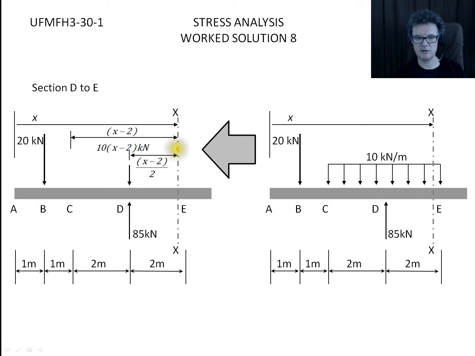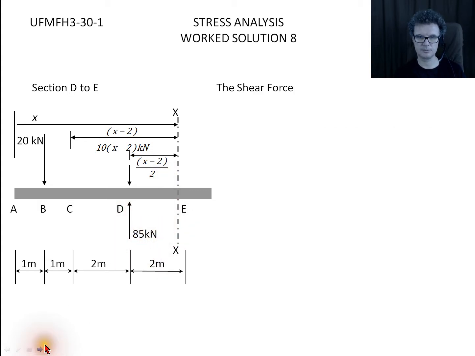So notice that all this UDL junk isn't changing. We've still got 10 times x open bracket x minus 2 close bracket. That's the amount of force I've got left to me, the UDL, and I'm still going to have a midpoint of x minus 2 divided by 2, so half the distance to get to it. But now we've got this 85. So our shear force equation will be the same, the minus 20, the minus 10, open bracket x minus 2, and we just need to plug on the 85 when we're now in the region D to E.